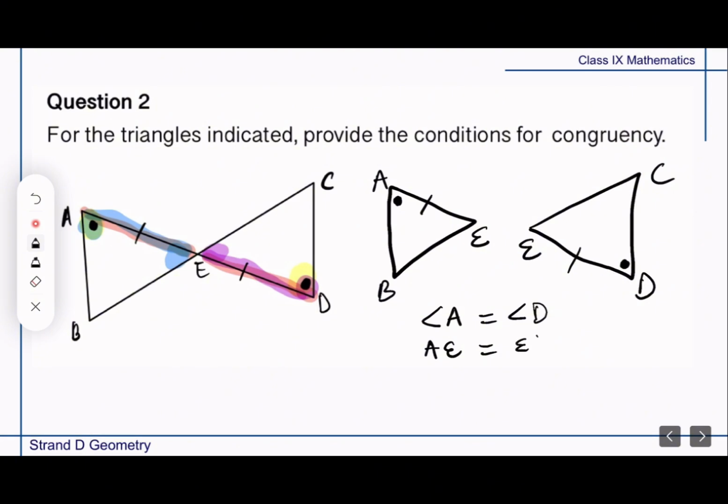which means that AE is equal to ED. And then, since we know that opposite angles are always equal, we conclude that angle E equals angle E, hence fulfilling the rule angle side angle. So you noticed here the two angles include the side, so angle side angle.